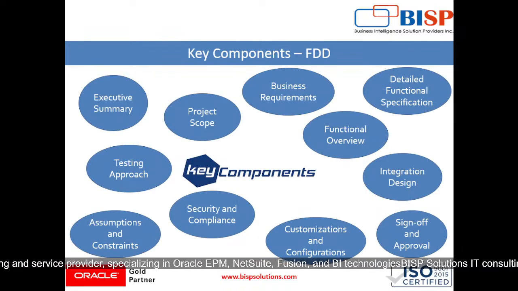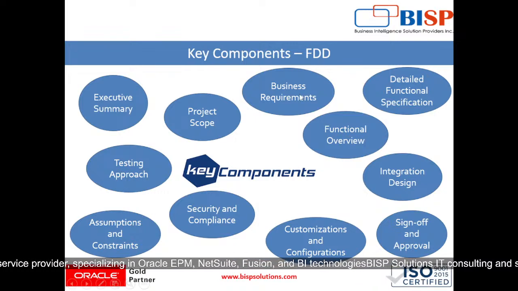Some key components of an FDD are: first, we will be making an executive summary, where the purpose of making an executive summary is to give a brief overview of the document's objective. The contents inside the executive summary are a high level summary of the project's goals and the system's functional design.